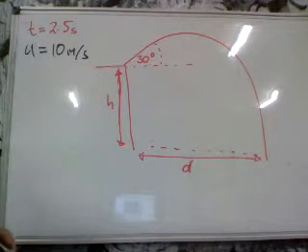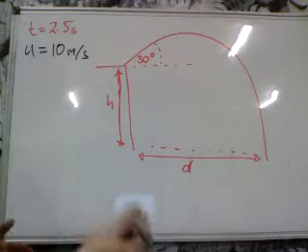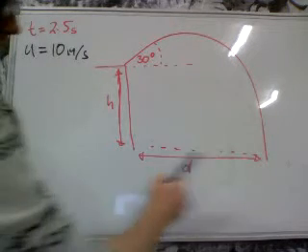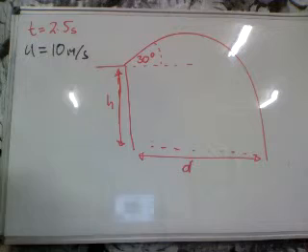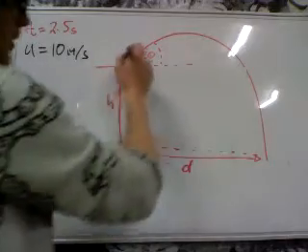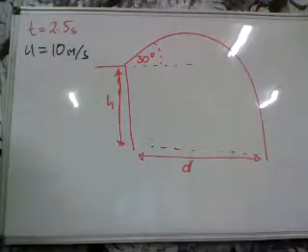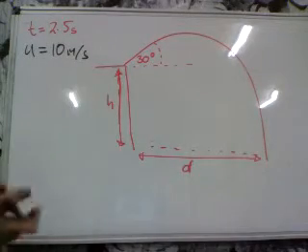What are we being asked to find? We're being asked to find this distance, how far it travels from the base of the cliff, and we're being asked to find how far it falls. We're told that it spends 2.5 seconds in the air before it hits the ground. How are we going to start?